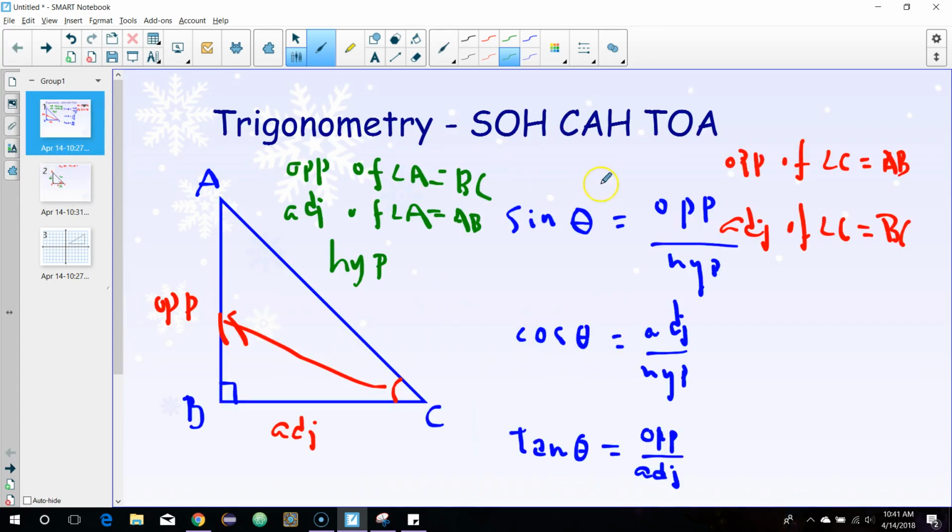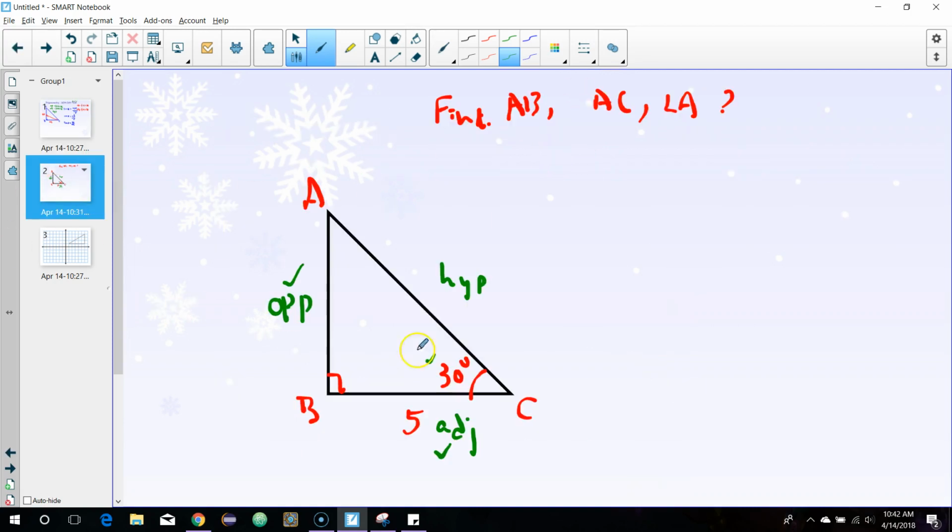So if you don't remember, I have the opposite, I have the adjacent, so the only thing I can use is tangent. So that's basically how you go about doing this, or how to use this SOH CAH TOA to help you. You mark up the things that you actually have, and then subsequently that is the function you're going to use. So in this scenario, I'm going to use tangent.